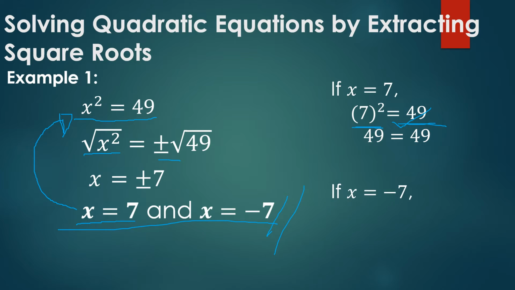How about if x is equal to negative 7? Again, by replacing x as negative 7, we have negative 7 quantity square. Magiging equal kaya yan sa 49? What is negative 7 quantity square? That is also 49. That's why nag-equal sila bandang huli. Therefore, x is equal to negative 7 is also correct.